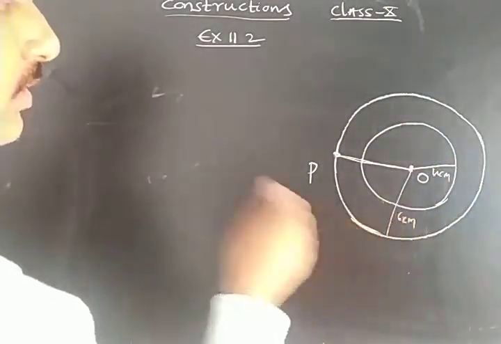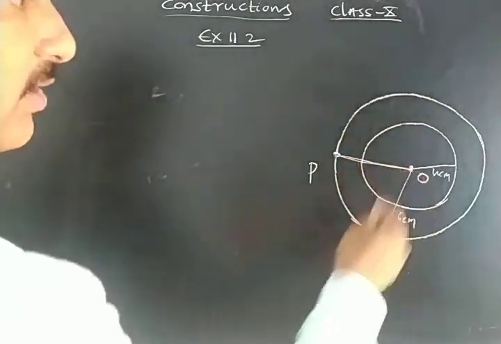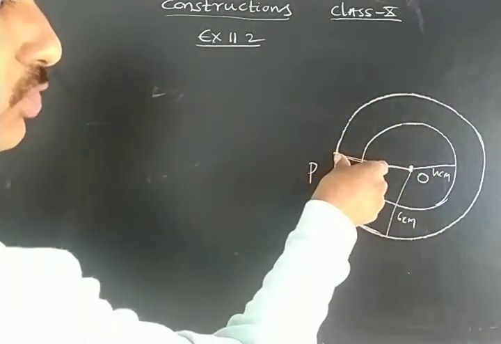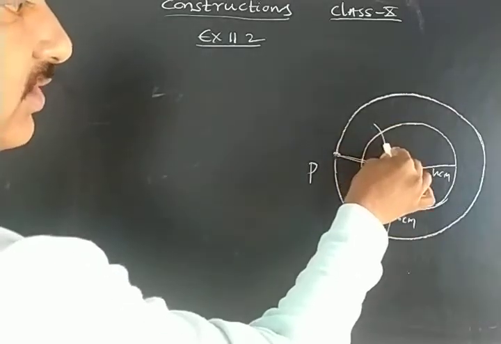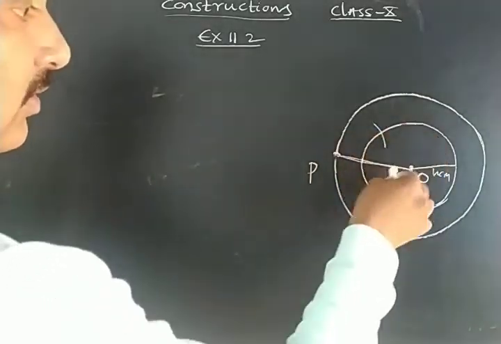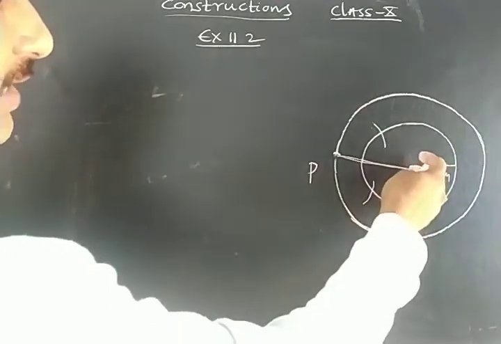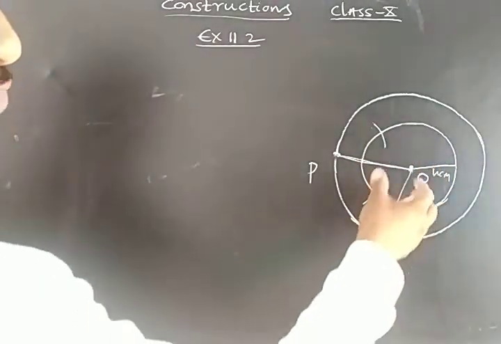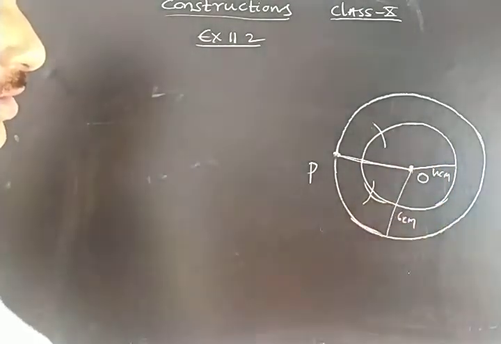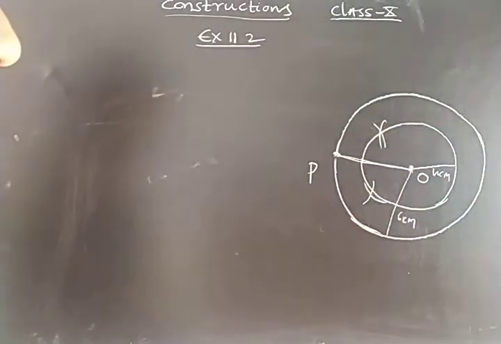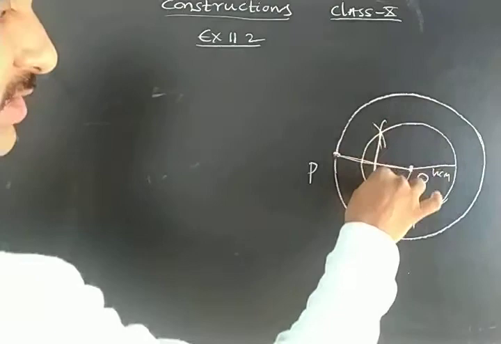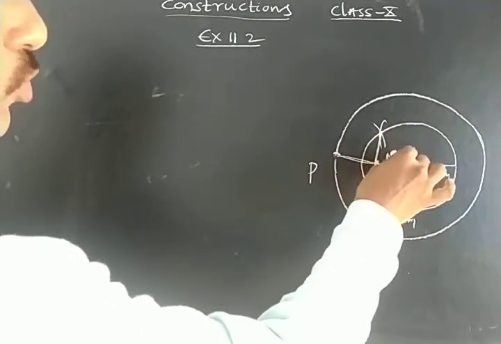For that, we have to bisect OP. How to bisect? Taking P as center and more than half of OP as radius, draw arcs, one arc here and one arc here. Again taking O as center and more than half of OP, intersect the previous arcs. They will intersect like this. Join those intersection points. It will meet OP at M.